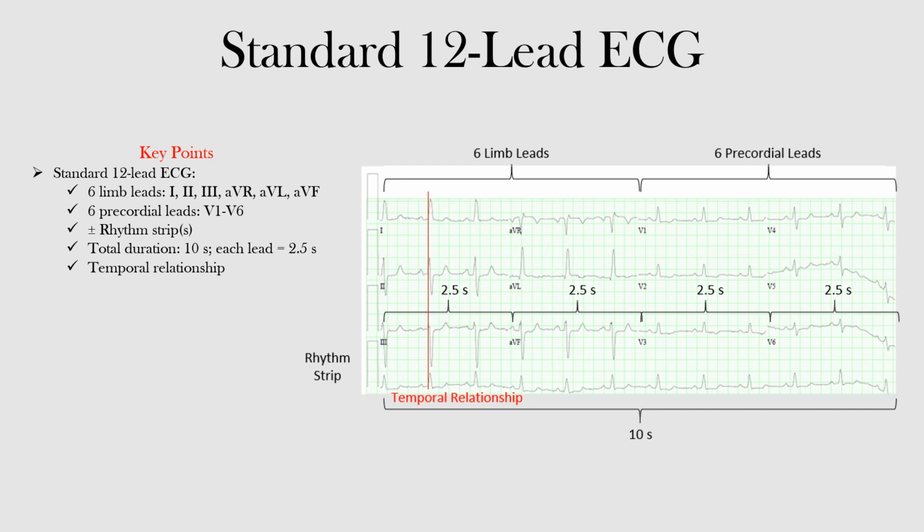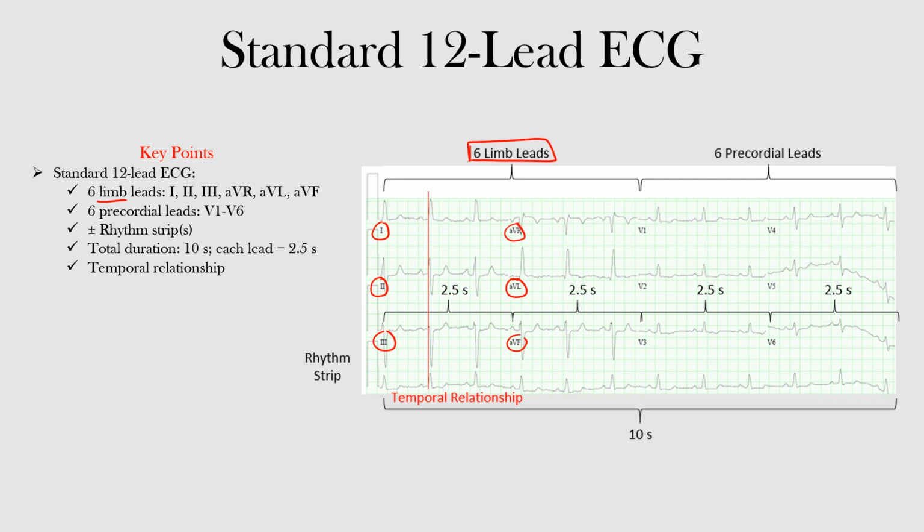The 6 limb leads are leads 1, 2, 3, AVL, AVR, and AVF. The letter A stands for augmented because these leads are calculated as a combination of leads 1, 2, and 3. Okay, so we have our limb leads here, and notice they are on the left side of the EKG. All right, the 6 limb leads, 1, 2, 3. Then we have these augmented leads, AVR, AVL, and AVF.